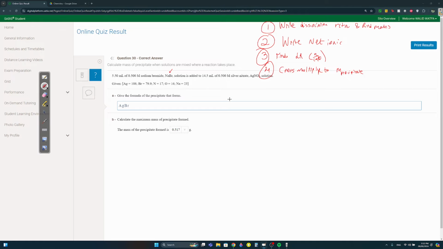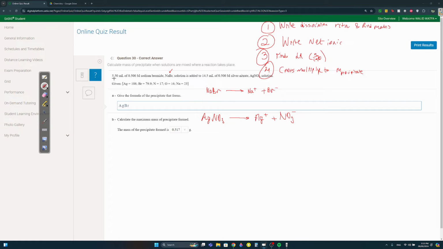Okay, let's see. Dissociation reaction and find moles. We have NaBr and AgNO3. Let's start with NaBr. NaBr dissociates to form Na plus and Br minus. Group 1, group 7. Everybody should have the charges memorized. You know, group 1 is always plus 1, and group 7 is always minus 1. Go open your periodic table if you don't believe me. AgNO3 dissociates to Ag plus and NO3 minus. The charge will probably be written in any other question, but start memorizing. NO3, we memorized it in grade 10. It's minus. We don't care about the state symbol, nothing. We're just writing this so we find moles.